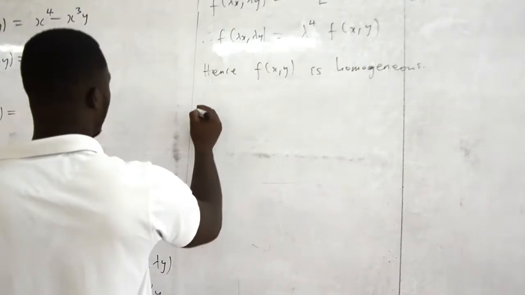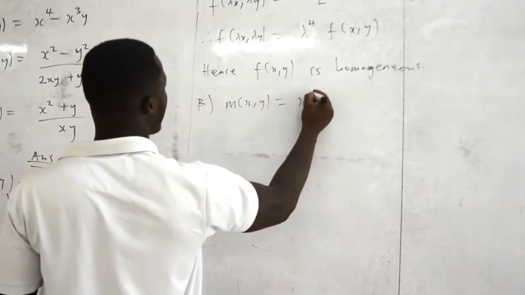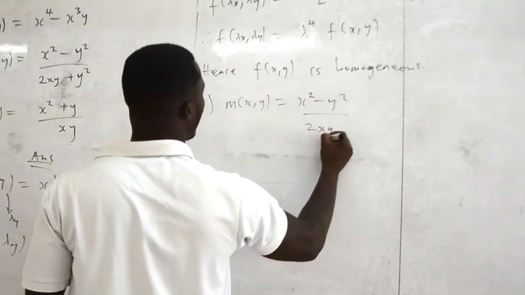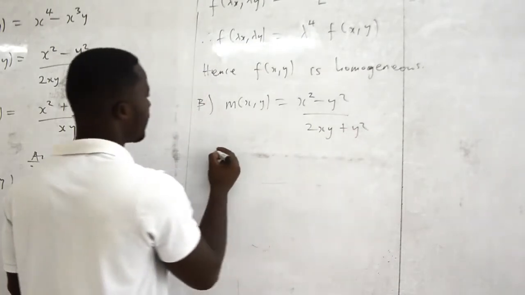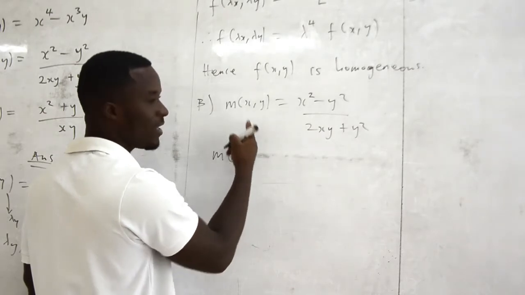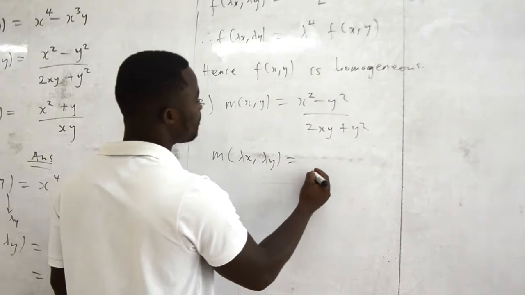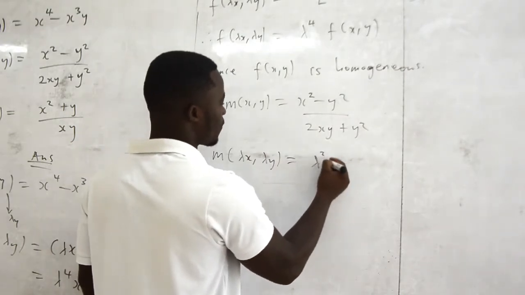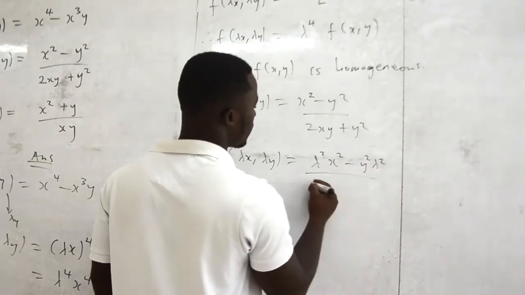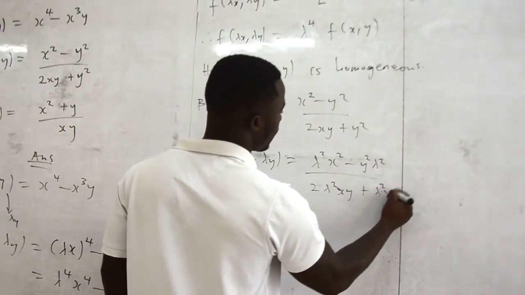For the second one, beta, we have m of x, y equal to x squared minus y squared all over 2xy plus y squared. So we change x to lambda x and y to lambda y. I have m of lambda x, lambda y equal to lambda squared x squared minus lambda squared y squared, all over 2 lambda squared xy plus lambda squared y squared.